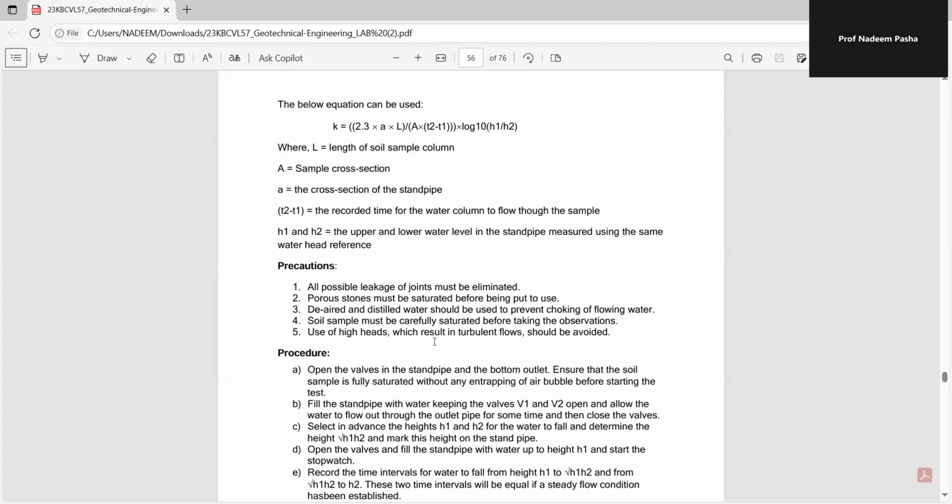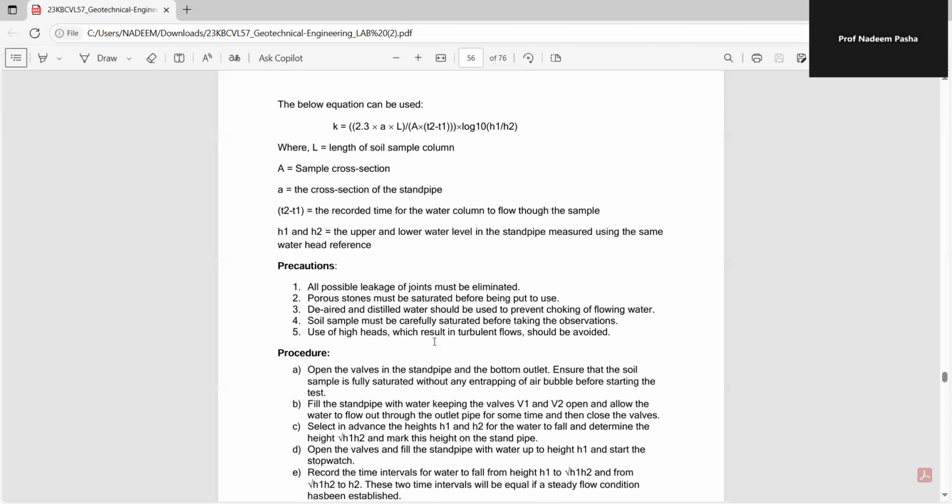Procedure. So what is the procedure? You have to open the valve in the standpipe and the bottom outlet. Ensure that the soil sample is fully saturated without any entering of air bubbles before starting the test. So what is the first step? You have to open the valve in the standpipe and the bottom outlet. Ensure that the soil sample is fully saturated without any entrapping of air bubbles before starting the testing.